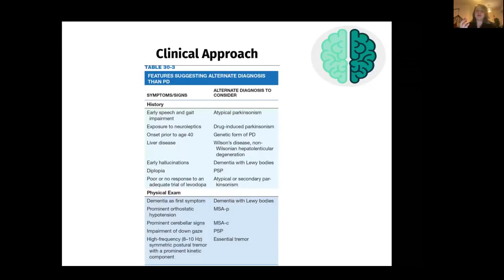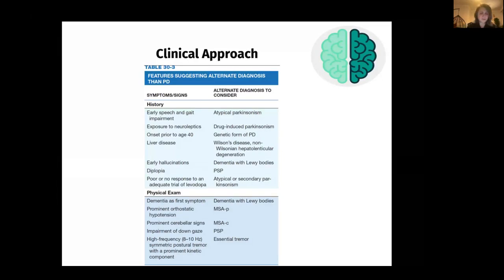Now, these are for your awareness. If there are specific signs or symptoms in the history or physical exam that would suggest an alternative diagnosis to PD, possibly could be secondary Parkinsonism or Parkinsonian plus, this is a good summary for that. And it helps you know what to rule out and rule in as you assess. So if you have early speech and gait impairment, this is atypical Parkinsonism, definitely. If they have been exposed to neuroleptics, then this is drug-induced Parkinsonism. If they have an onset prior to the age of 40, then we need to check for a genetic form, and they usually would have a family history.